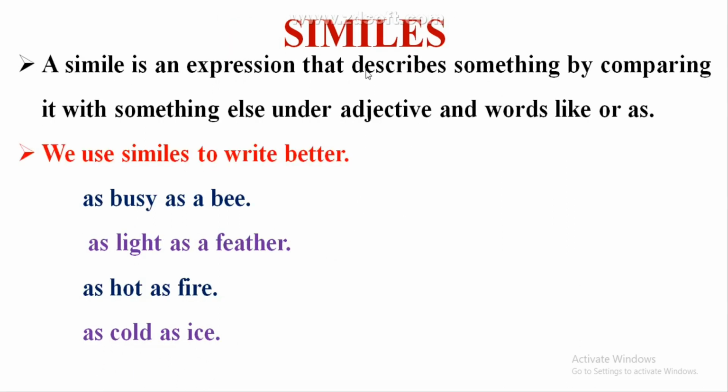Next topic is similes. A simile is an expression that describes something by comparing it with something else, using words like or as. We use similes to write better. Example, as busy as a bee, as light as a feather, as hot as fire, as cold as ice. Normally we say as busy as a bee. It means a person is very busy.